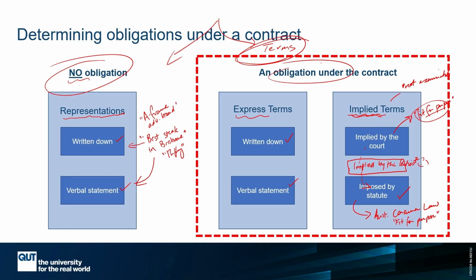So if there are things that are obvious, things that are normal in that kind of business, or things required by statute, they can become obligations under the contract via implied terms. But as I mentioned, for the rest of this module, we're going to concentrate on these express terms.